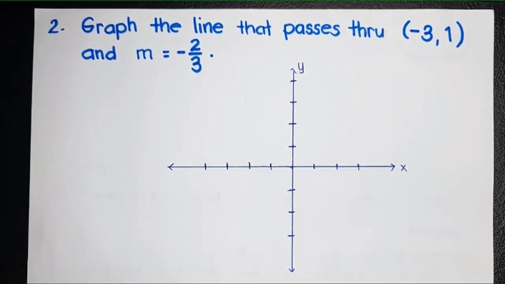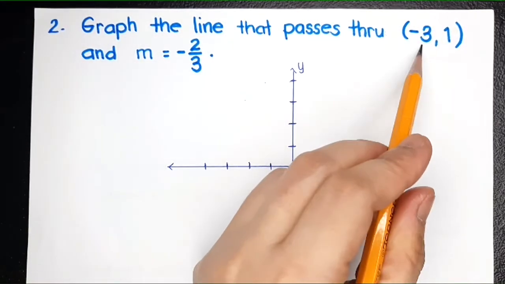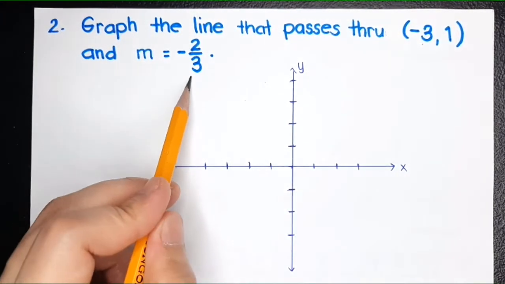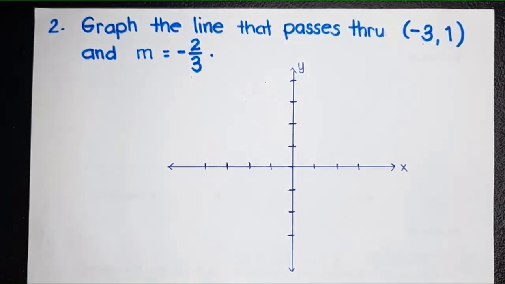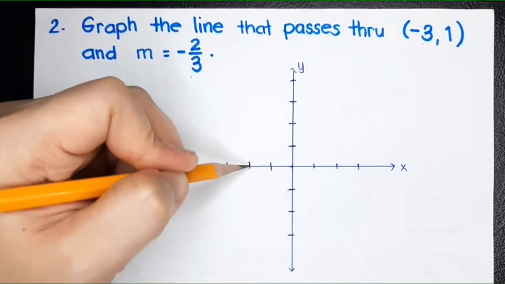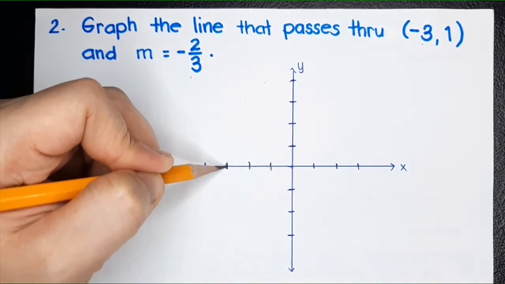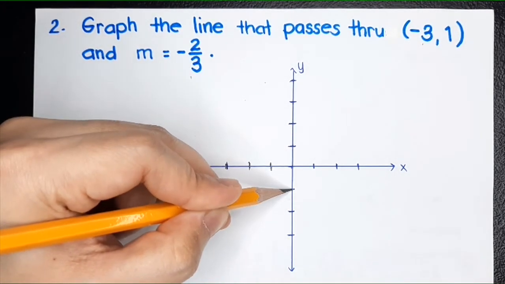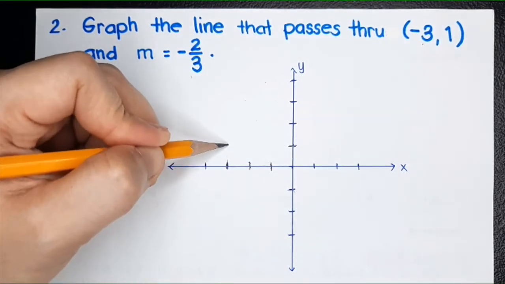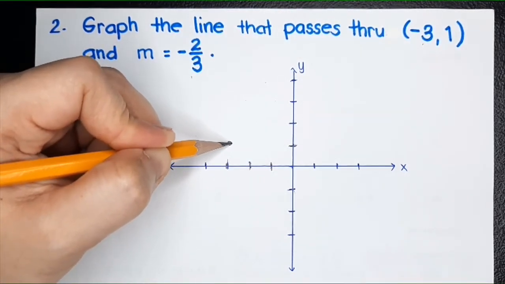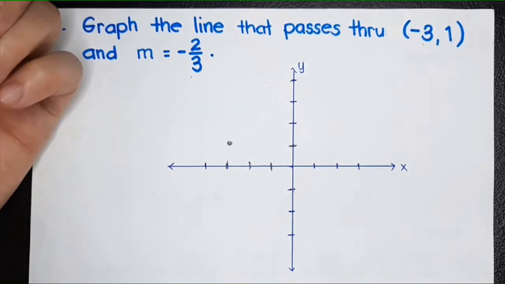Now, let's try this. Sabi dito, you graph the line that passes through this point and with slope negative 2/3. So, again, ganito nyo lang siya gagawin. You locate the point first. So, it's negative 3, 1. So, ito yun. 1, 2, 3. This is negative 3. And then this is 1. Negative 3, 1. So, here. Right? This is the point, negative 3, 1.